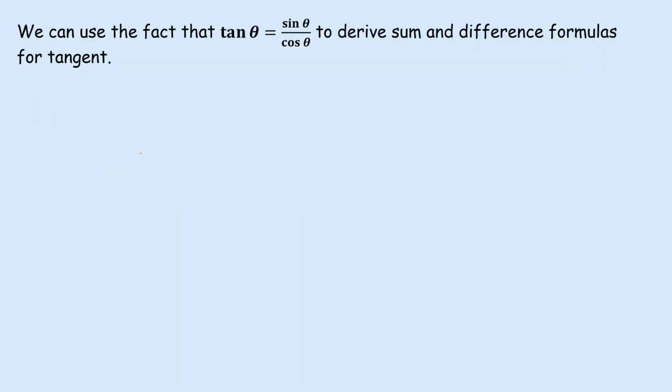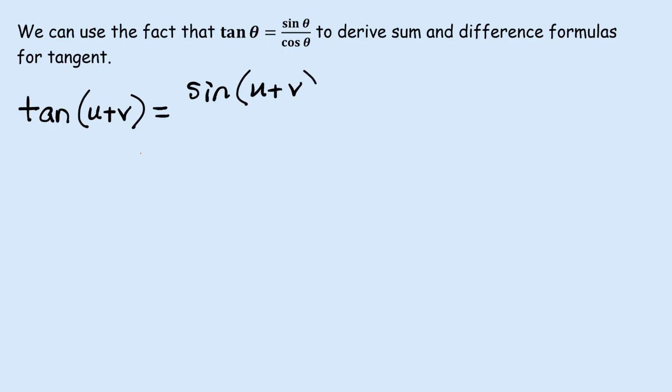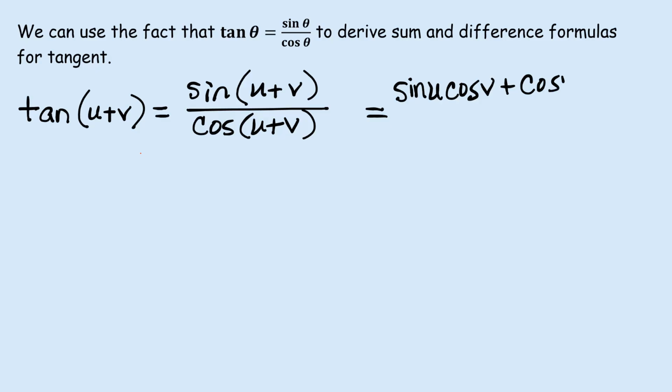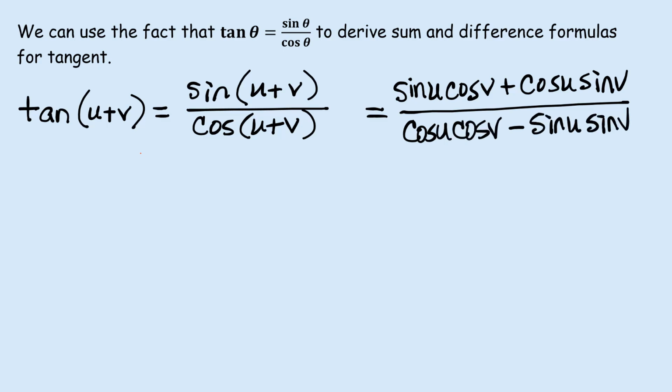That's it. We can use the fact that tangent theta is sine over cosine to derive the sum and difference formulas for tangent. So tangent of u plus v is equal to sine of u plus v over cosine of u plus v, because that's what tangent is, sine over cosine. I already know, or I'm learning, the formulas for sine and cosine of u plus v, so just write those down. That's going to be sine u cosine v plus cosine u sine v over cosine u cosine v minus sine u sine v.